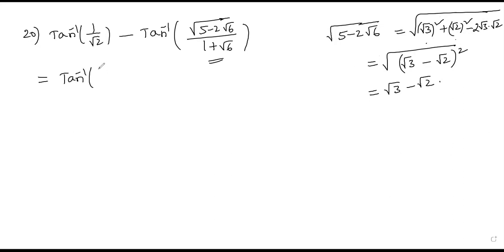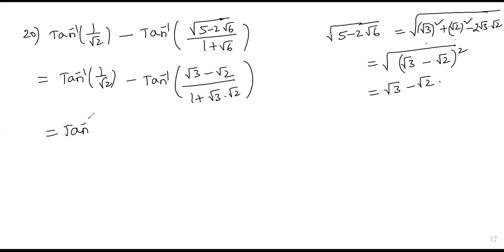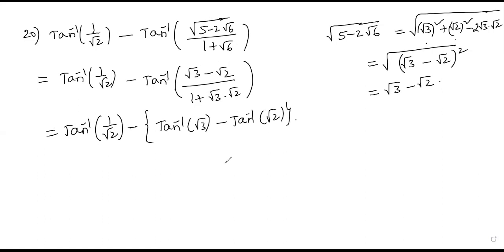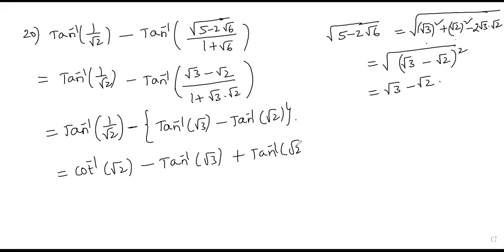So tan inverse 1 by root 2 minus tan inverse... root of 5 minus 2 root 6 can be written as root 3 minus root 2 divided by 1 plus root 6, and that root 6 I can write as root 3 into root 2. So tan inverse 1 by root 2 minus... it looks like tan inverse of x minus y by 1 plus xy, which can be written as tan inverse x minus tan inverse y. So further, tan inverse 1 by root 2 can be written as what? Cot inverse root 2 minus tan inverse root 3 plus tan inverse root 2. So this tan inverse root 2 plus cot inverse root 2 can be written as what? Pi by 2 minus tan inverse root 3.